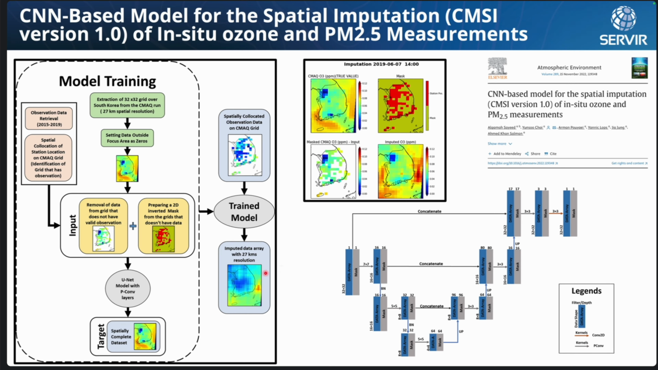The figure in the center here shows CMAQ ozone concentration at 27 kilometer grid. Then we had a mask. We applied this mask to get a spatially co-located CMAQ grid where we have some known points and some unknown points. And when we pass it through our trained model, we get imputed ozone concentrations, which look similar to what we have as the true value. This study was published in Atmospheric Environment.